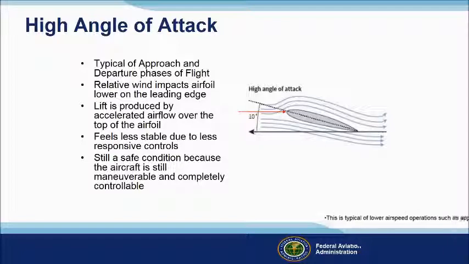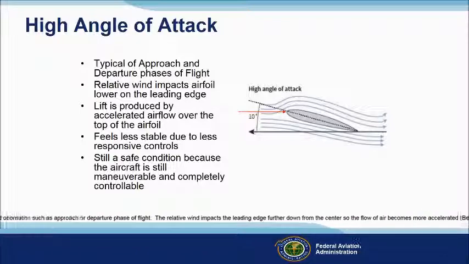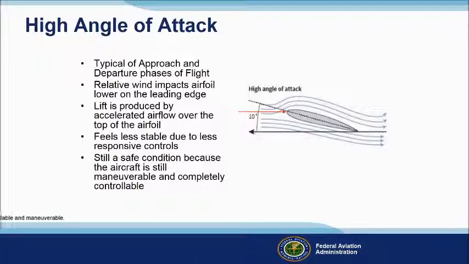This is typical of lower airspeed operations such as the approach or departure phase of flight. The relative wind impacts the leading edge further down from the center, so the flow of air becomes more accelerated, Bernoulli's principle, as it flows over the upper surface of the wing. The pressure difference is greater between the underside and the top of the wing, generating the lift needed for level flight. The airplane feels less stable because the flight controls are not as responsive and require greater amounts of input for a given reaction. This condition is still safe because the airplane is completely controllable and maneuverable.